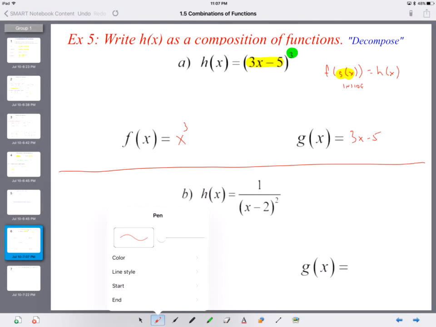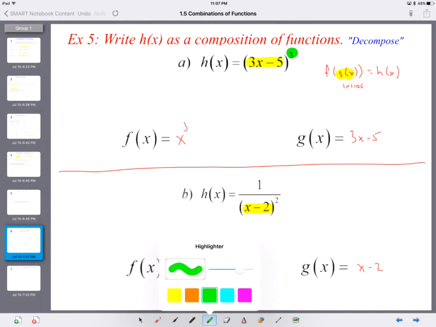So look at b. If you want to pause it just real quick and try this. What is on the inside? What is happening here? Well, the inside is the x minus 2. So your g of x is x minus 2. What's on the outside? Well, what's happening to the x minus 2? It's getting squared and you're doing 1 over that. So your f of x is 1 over x squared. And so when you plug that in, then you'll get 1 over x minus 2, squared. So that's decomposing a function.